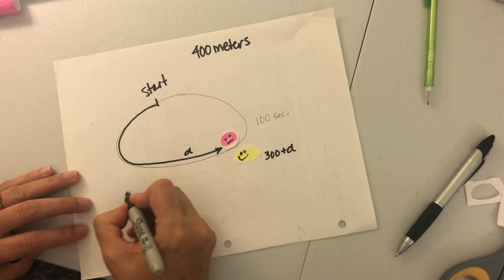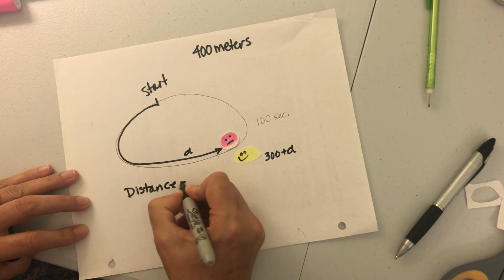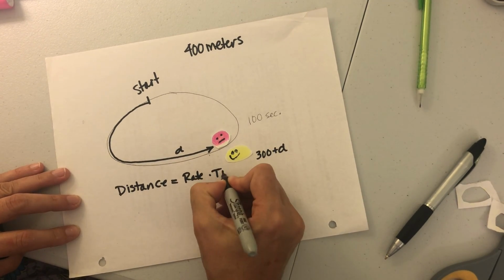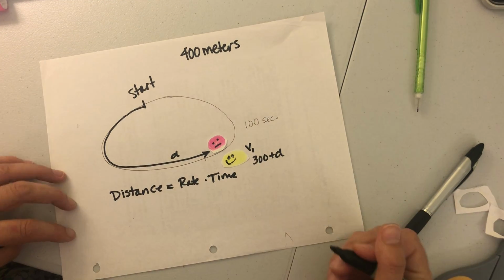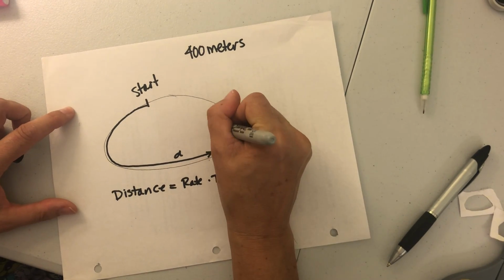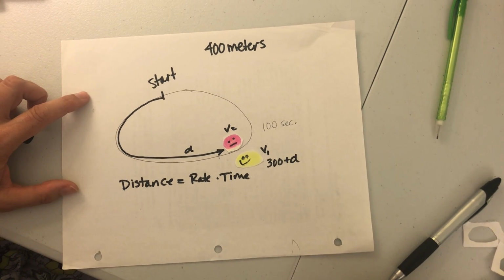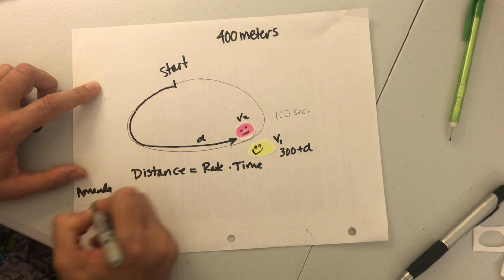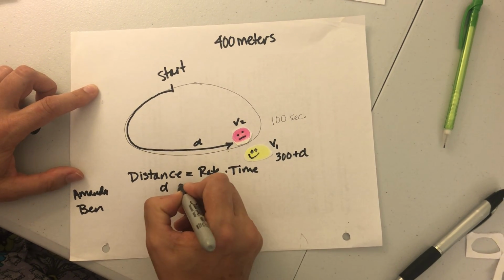Okay, now we're gonna use our favorite equation, distance equals rate times time. Being the winner that he is, we're going to call Ben's speed velocity 1. Mom's velocity is velocity 2. Okay, so here we have Amanda and Ben.